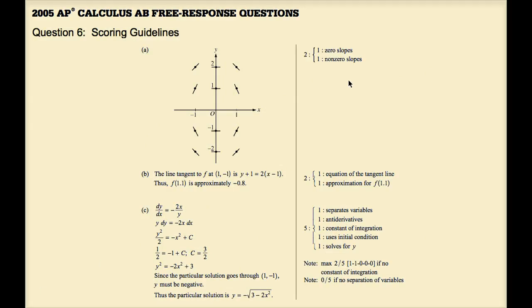Notice on letter A, 2 points were awarded, 1 for the zero slopes and 1 for the non-zero slopes. On letter B, 2 points were awarded as well, 1 for the equation of the tangent line and 1 for the approximation at 1.1. 5 points were awarded on letter C, 1 for separation of variables, 1 for the antiderivative, 1 for the constant of integration, 1 for using the initial condition to solve for c, and 1 for solving for the particular y. Notice that a maximum of 2 out of 5 is given if there's no constant of integration here, and 0 out of 5 if there was no separation of variables.